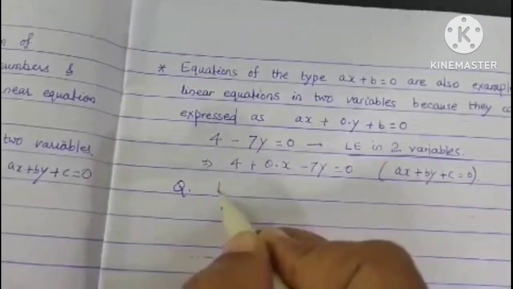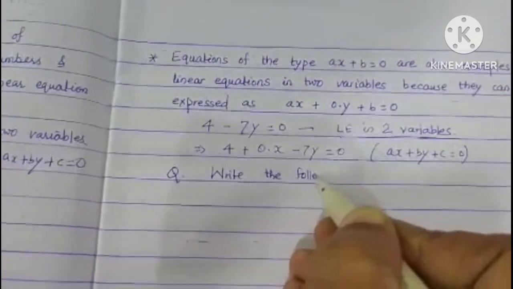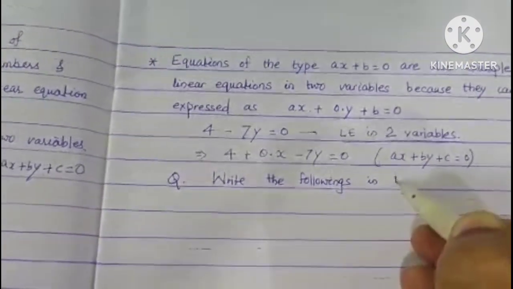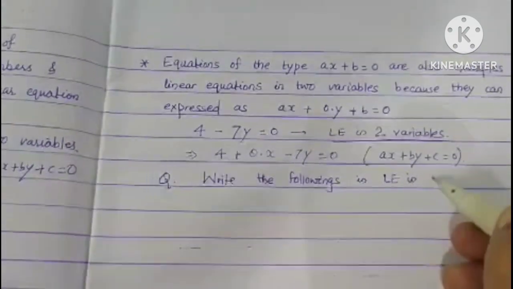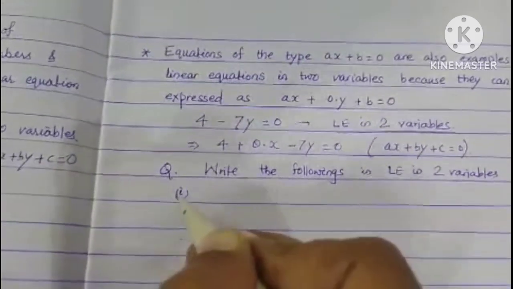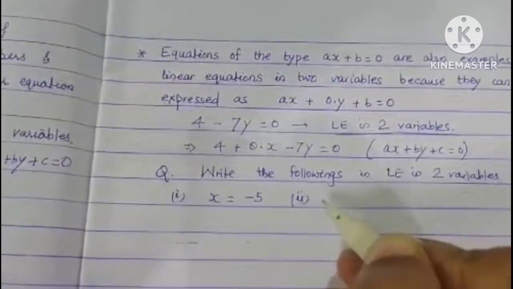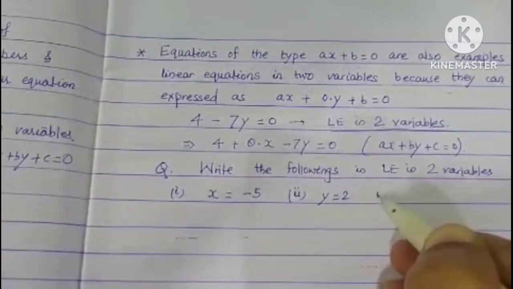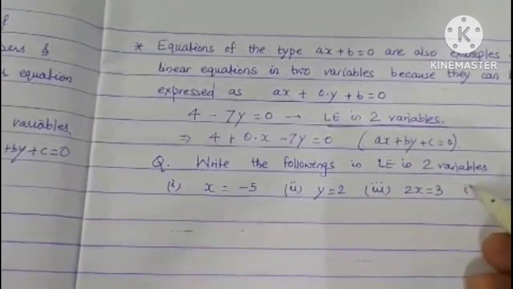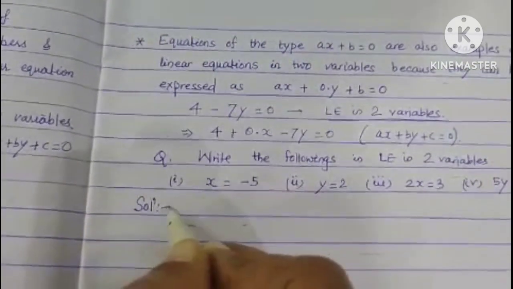Let us write the questions. Write the following in the form of linear equation in two variables. The questions are: x equal to minus 5, y equal to 2, 2x equal to 3, 5y equal to 2.